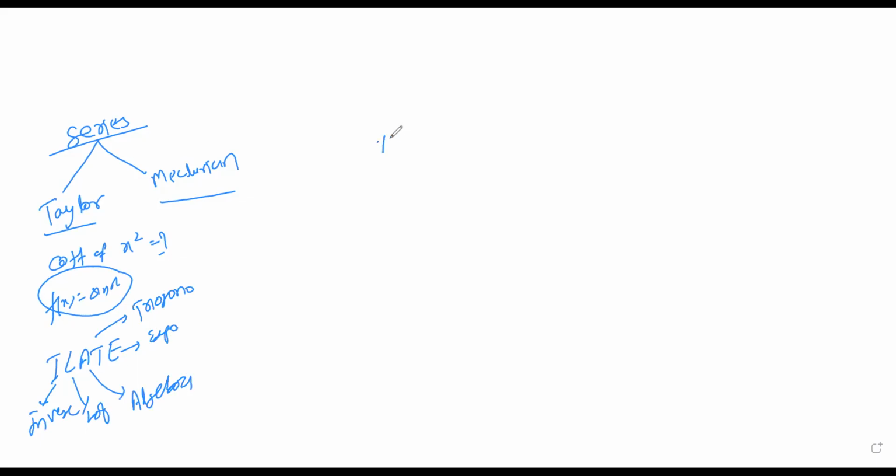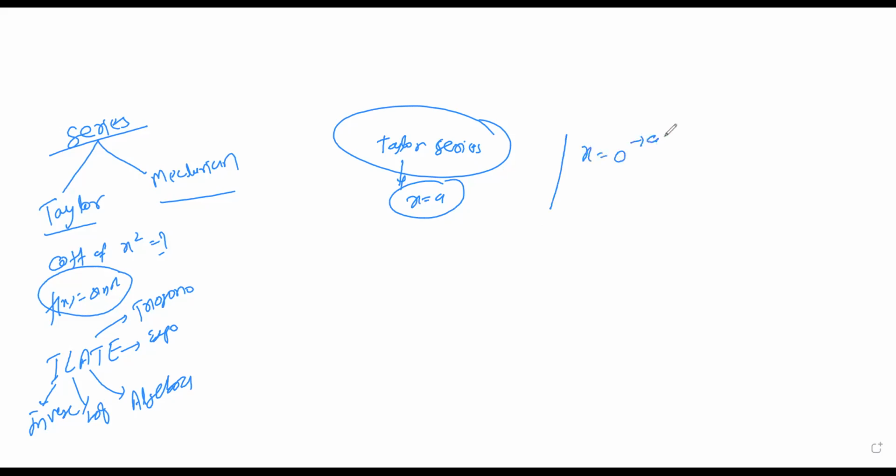So here, Taylor series is always calculated if the value of x is equal to a, some value is given. If this value a is becoming 0, so x is equal to 0, this will be converted into a Maclaurin series.